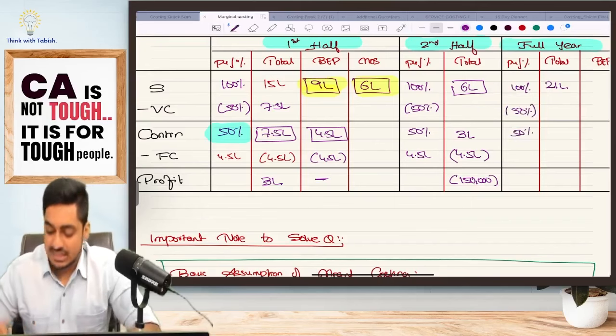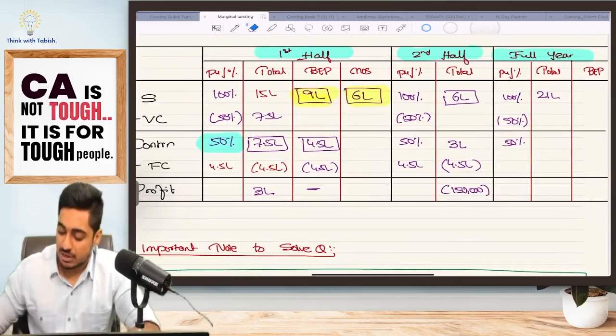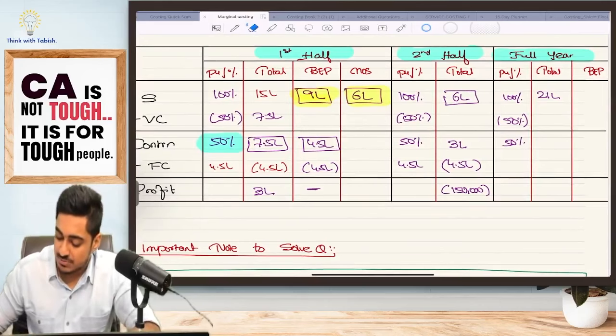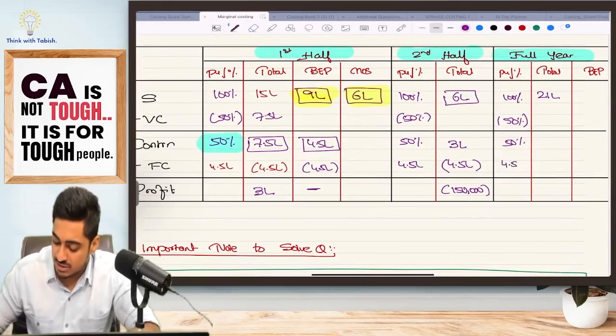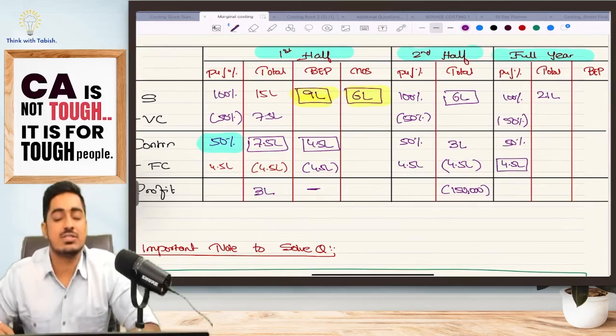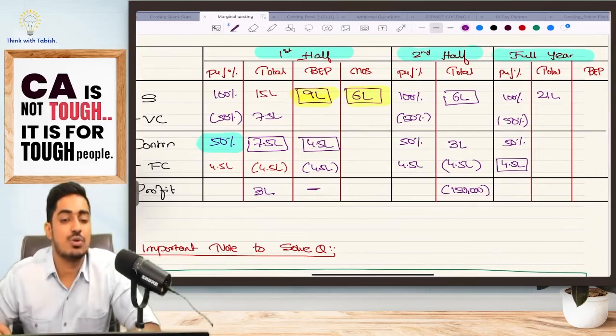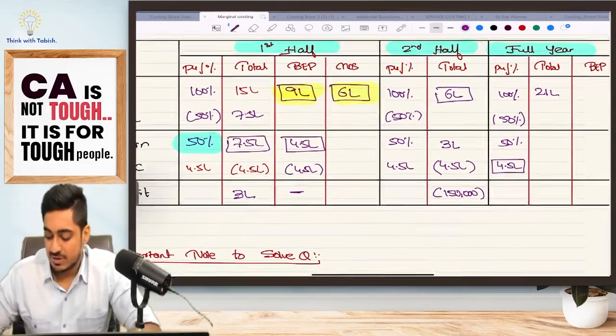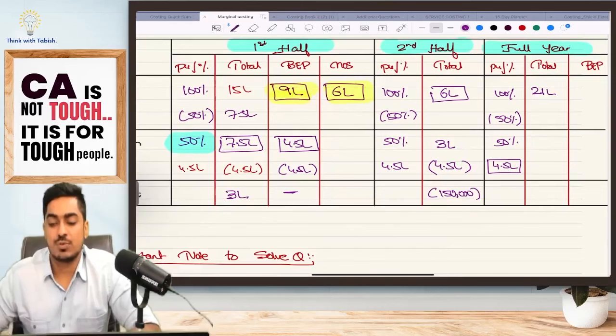Fixed cost. Nothing is given about fixed cost. That means for the full year, how much will be my fixed cost, students? The question has given me first half fixed cost is 4,50,000. Second half is also 4,50,000. That means for the full year, what is going to be my fixed cost, my dear students? 4,50,000. Yes or no, everyone? Give me a confirmation whether my fixed cost for the full year is equal to 4,50,000.